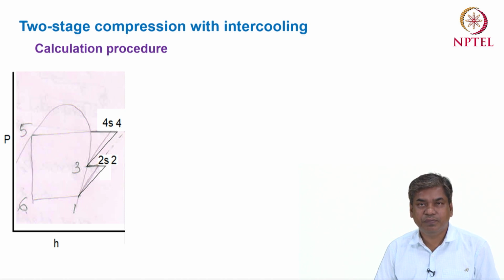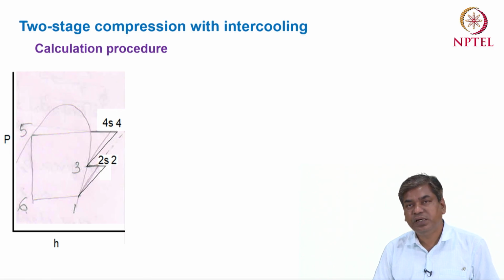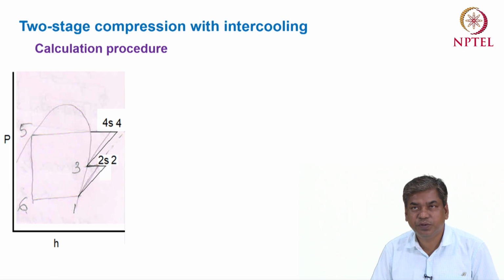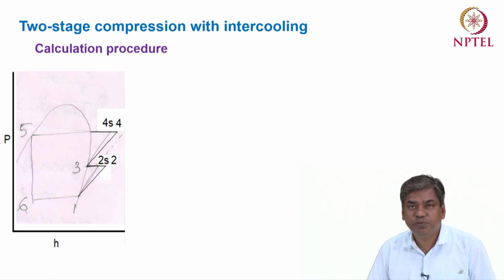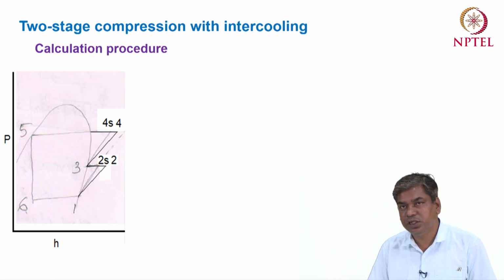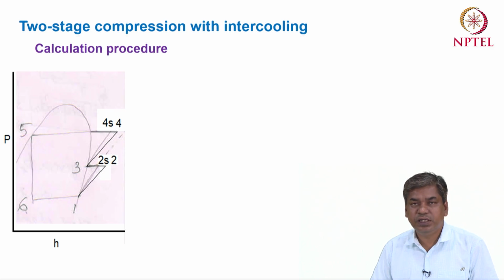But by paper and pen, if you want to calculate or evaluate the performance of this type of system, we need the property table. From the property table we need to know the saturation properties, that means the enthalpy, entropy, specific volume, etc. at the different temperatures.